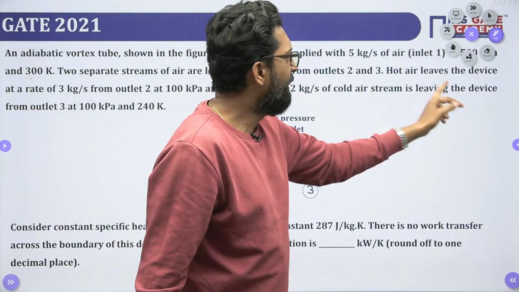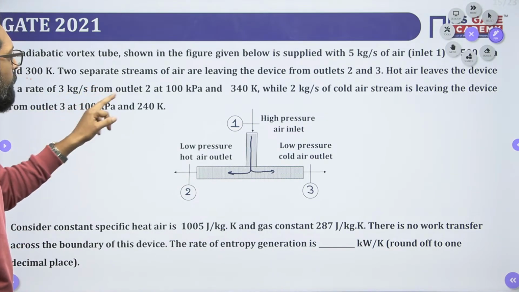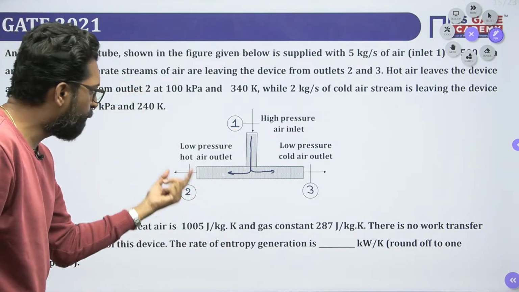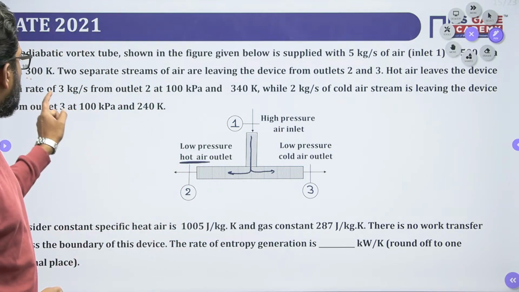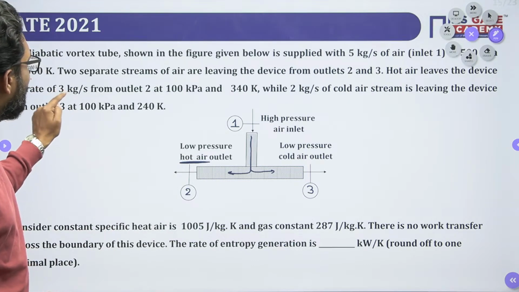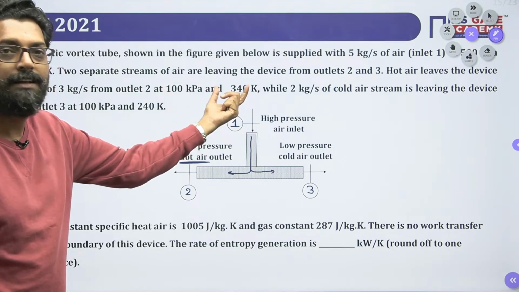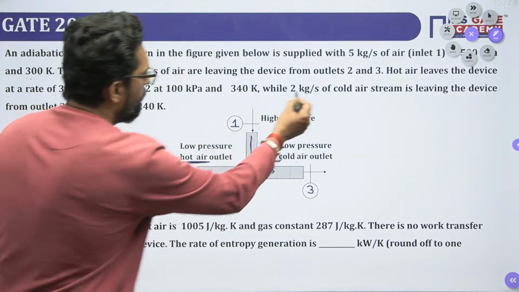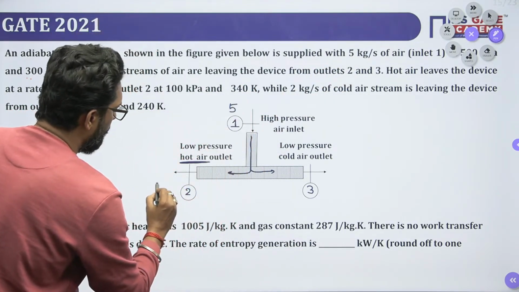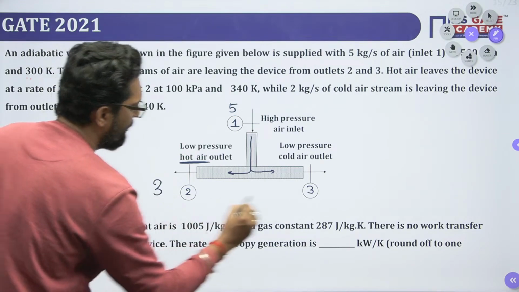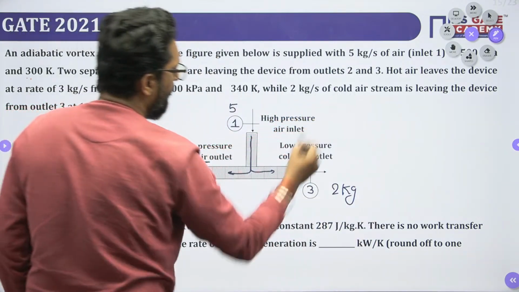Hot air leaves the device at a rate of 3 kg per second from outlet 2. That means at this point there is hot air. How much is the mass flow rate? 3 kg per second. The pressure is 100 kilopascal and the temperature is 340. The remaining: 5 kg is entering, 3 kg goes to this side, so in this side there is 2 kg of cold air.